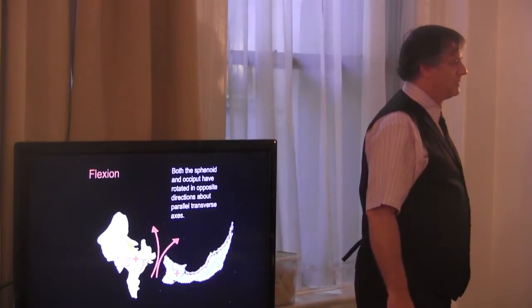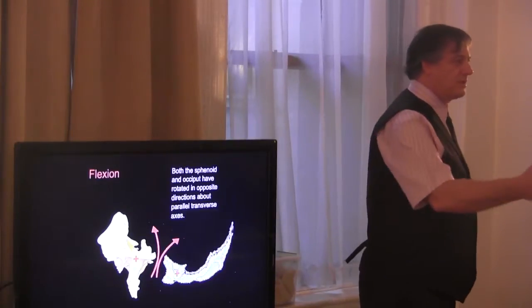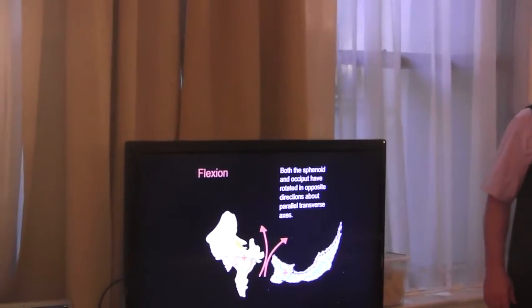We try to adapt. So when the patient comes in your office, they have a problem, and it prefers to go into flexion, that's when we're now going to call it a dysfunction. So there's our description of flexion.